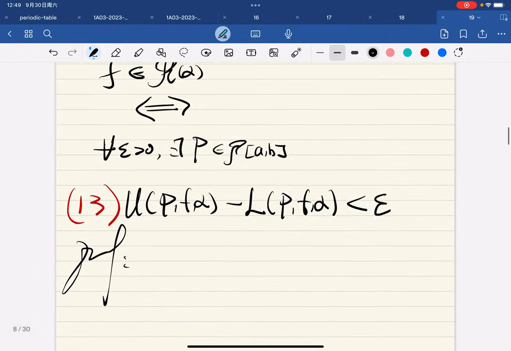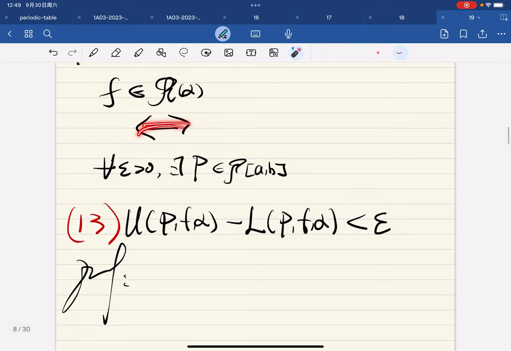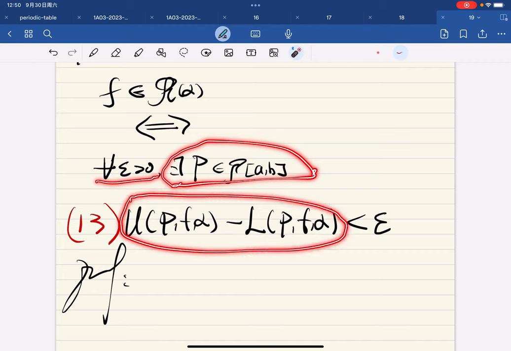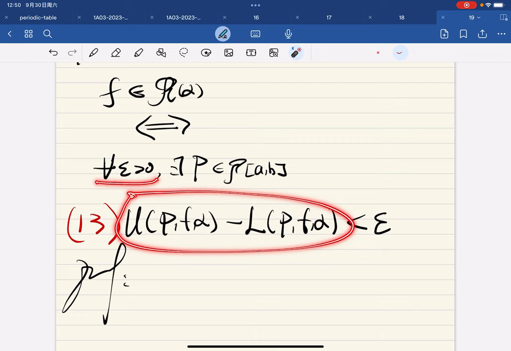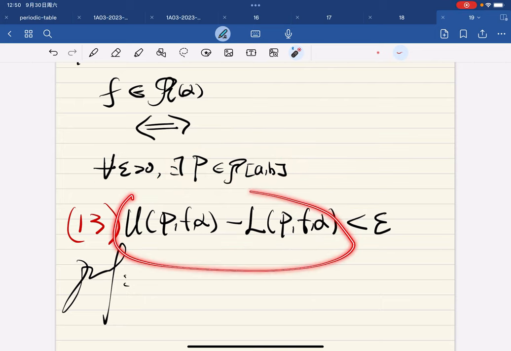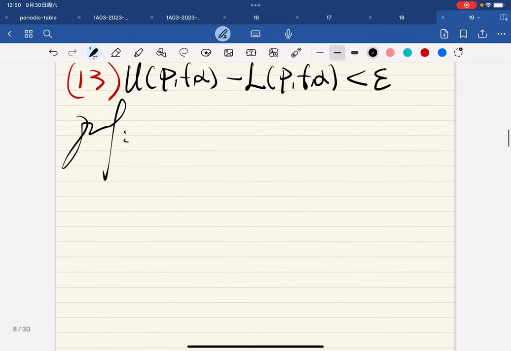So it says that for any epsilon there exists a partition such that the difference between the upper and lower sum with respect to this given partition is less than epsilon. Well, this is really similar to the limit definition of sequences and of functions, because the difference can get arbitrarily small with a given partition. You can always find a partition that makes the difference of the upper and lower sums arbitrarily small. Then the integral exists. This is kind of magic.